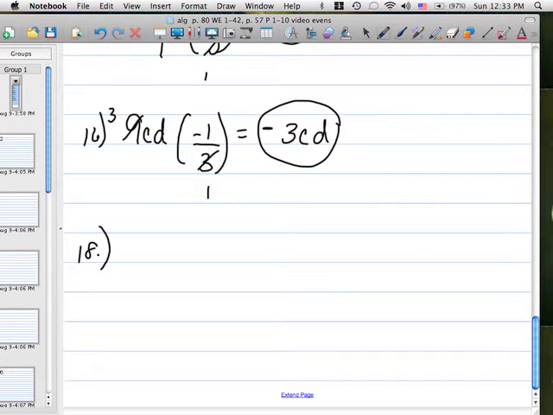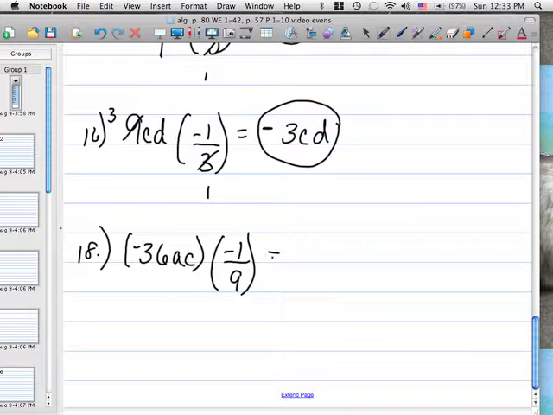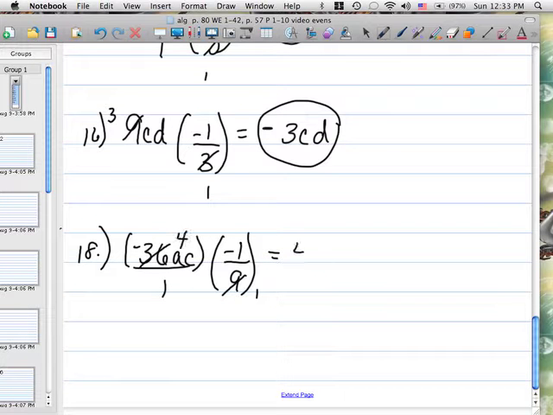Problem number 18, negative 36 AC times 1 over negative 9. I'm going to bring the negative sign up, so it's negative 1 over 9. Negative times negative, that's going to be positive. 9 goes into 9 once and into 36 4, so it's going to be 4AC.